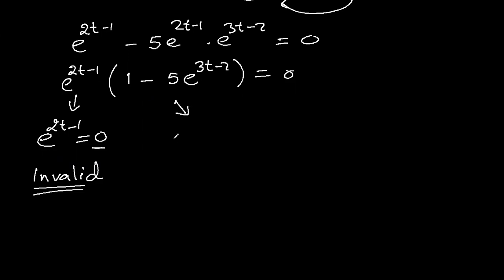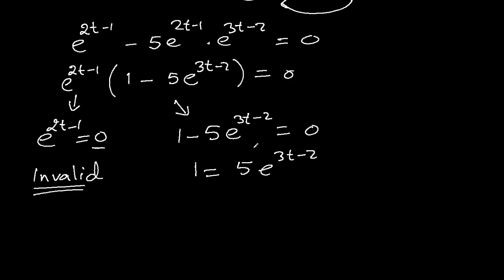This one will be 1 minus 5 e to the power 3t minus 2 equal to 0. And now we can write 1 equal to 5 e to the power 3t minus 2. After cancelling them, we would have gotten the same thing again, but still I ensure that there is no other answer which is lost. Okay, let's divide both sides by 5 to get rid of this 5.